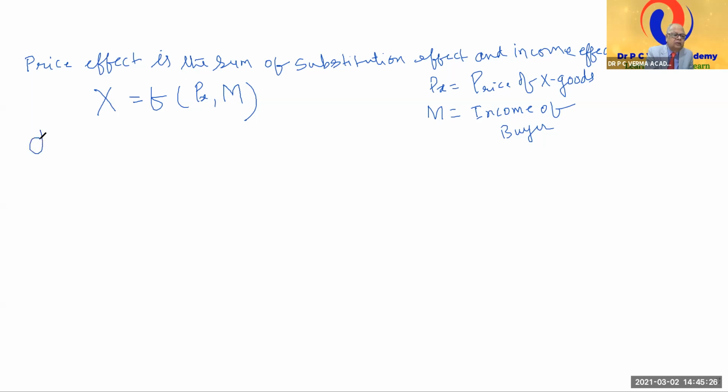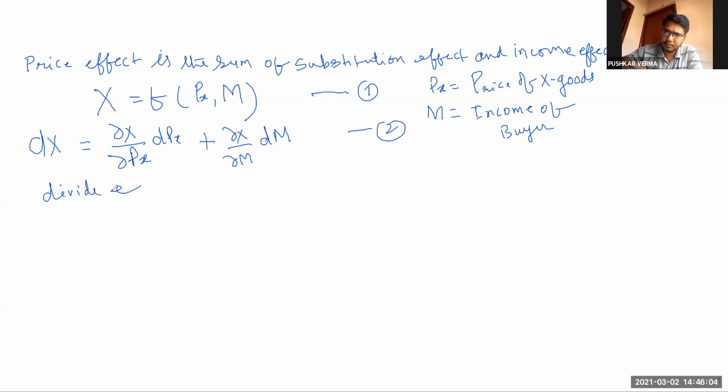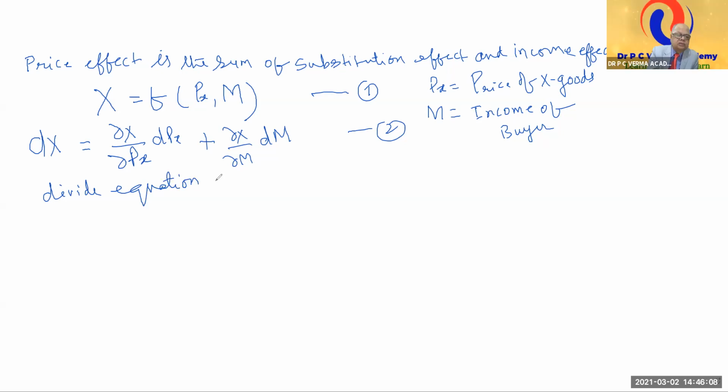Then take the total differential: dx is equal to del x by del px into dpx plus del x by del m into dm. Divide equation 2 by dpx on both sides.